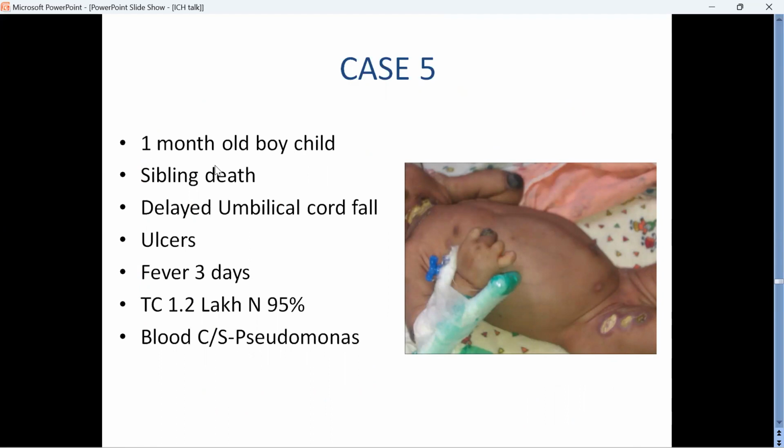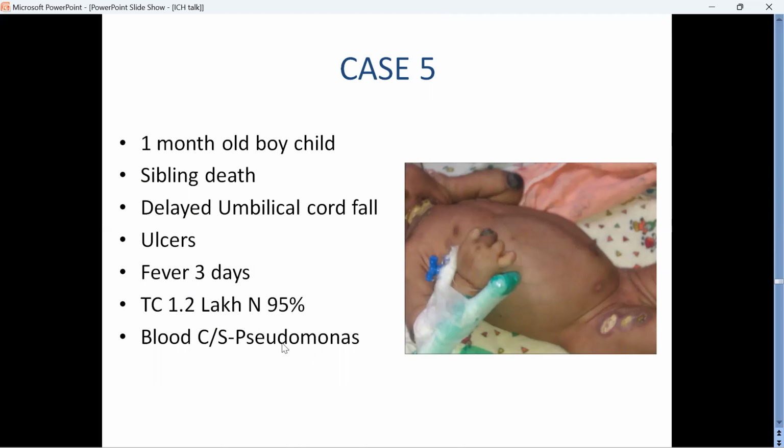Okay, this is a 1 year old, one month old male child. There was a significant history of sibling death. So whenever there is a sibling death, the alarm bells should ring in cases of immunodeficiency. There was a beautiful or a classic history of delayed umbilical cord fall. This is very, very classic for one entity called leukocyte adhesion defect. Okay, there were ulcers and there was fever, and this neutrophilic leukocytosis is again pointing towards the diagnosis of leukocyte adhesion defect. We did blood culture sensitivity and it was positive for Pseudomonas.